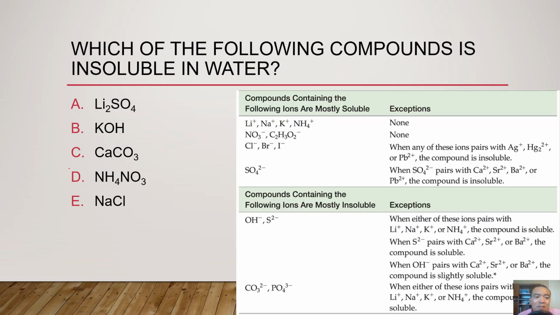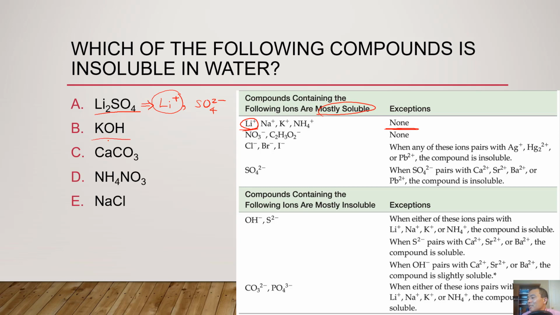Which of the following compounds is insoluble in water? Usually you will have to look at the solubility rules, which will be provided with the periodic table from the testing center. Basically, we have to break the compound down into ions. The first one is the lithium ion and the sulfate ion. If it contains lithium ion, it's always soluble because there is no exception. So this one is soluble.